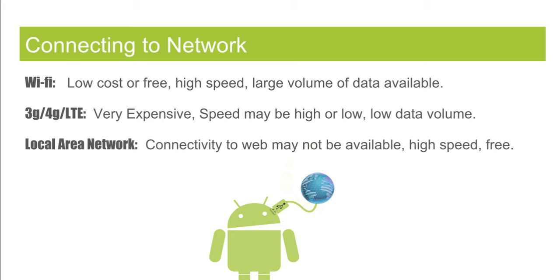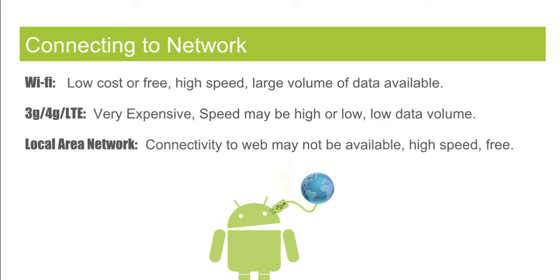Second mode is 3G, 4G, or LTE, but this is very expensive, not in India but in every country. The speed may be high or low. Even today, many people are using 2G in India, which is really very slow, and also the data volume is very low. We typically get 1 GB or 2 GB of data per month.